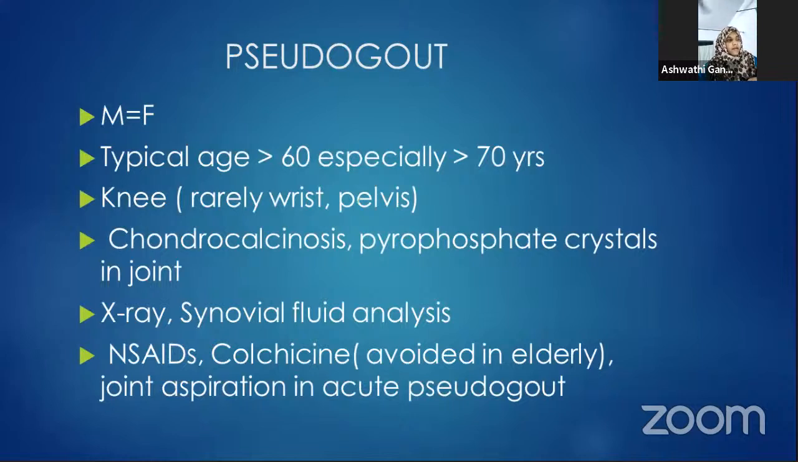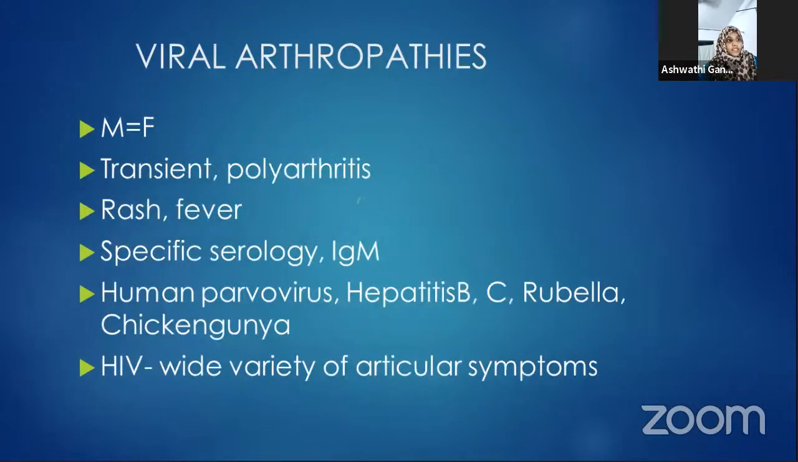Then we have already discussed viral arthropathies. Here, transient polyarthritis can be seen. Human parvovirus, hepatitis B, C, rubella, and even chikungunya can cause viral arthropathies. HIV can produce a wide variety of articular symptoms.